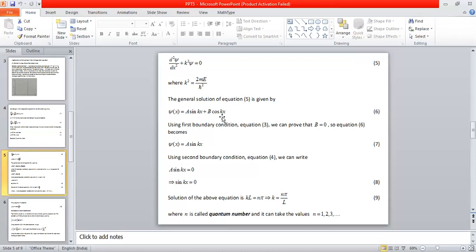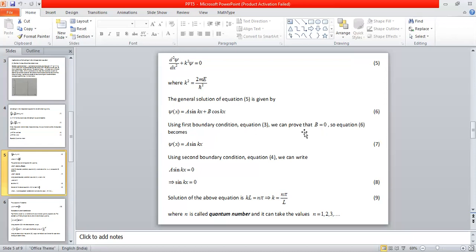So here in this equation, if you substitute x is equal to 0, then a into sin of 0, sin 0 is 0. So therefore, this whole term vanishes, and b into cos of 0 is 1. So on the left side, we have psi is equal to 0. Therefore, which gives us one small piece of information that b is equal to 0. So what we can prove, using the first boundary condition, is that the value of b is 0.